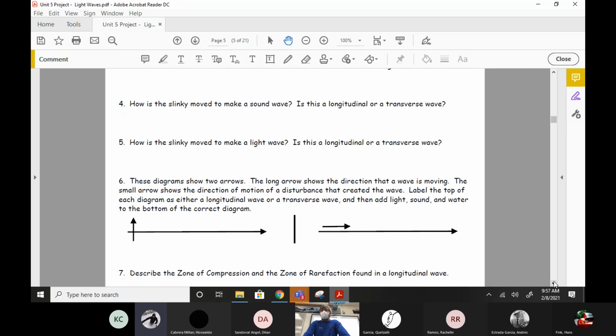Put that label above the wave. And then underneath the wave, add our 3 examples: light, sound, and water waves. Put those underneath the diagram. Put the examples underneath. You'll have 2 on one side and 1 on the other side, right?